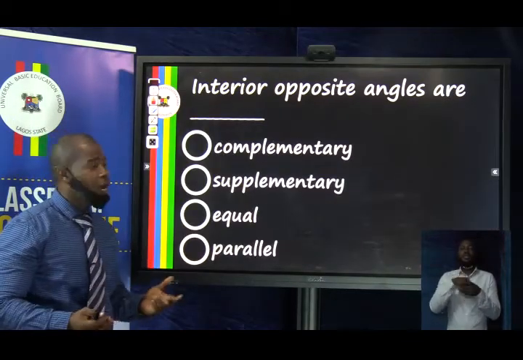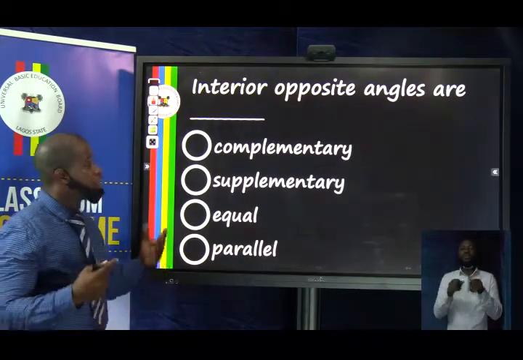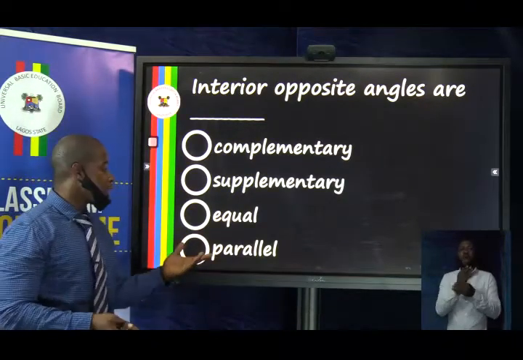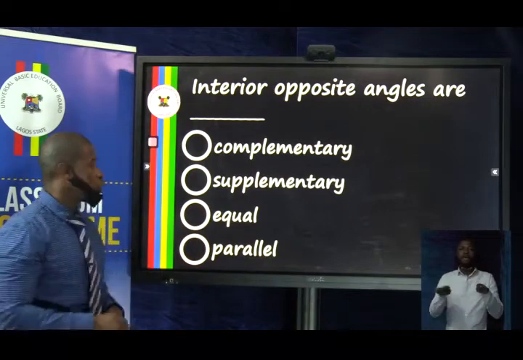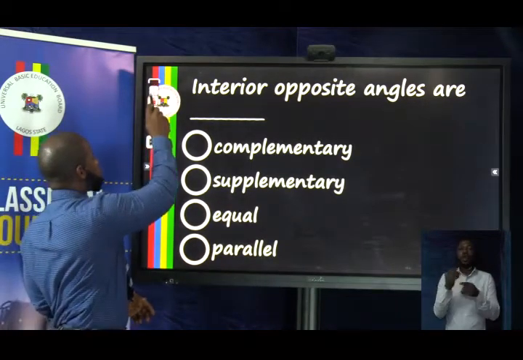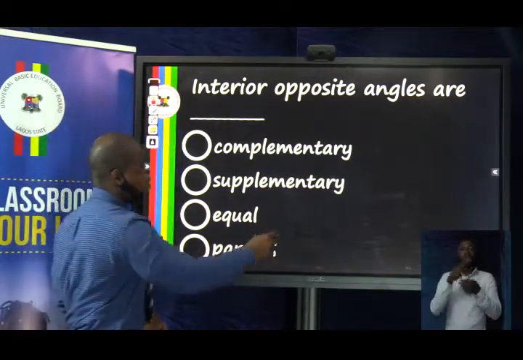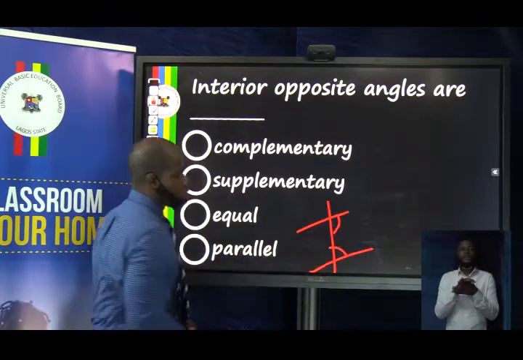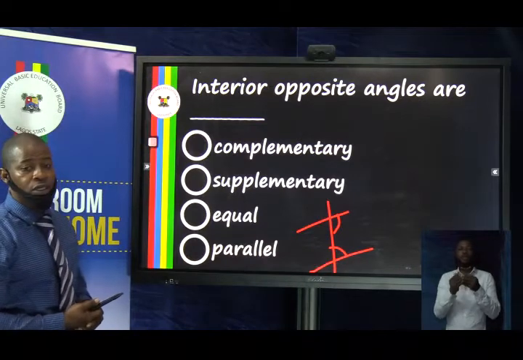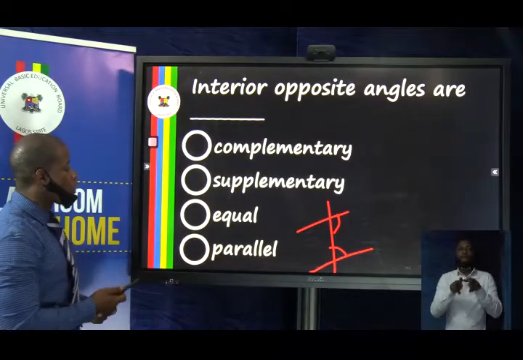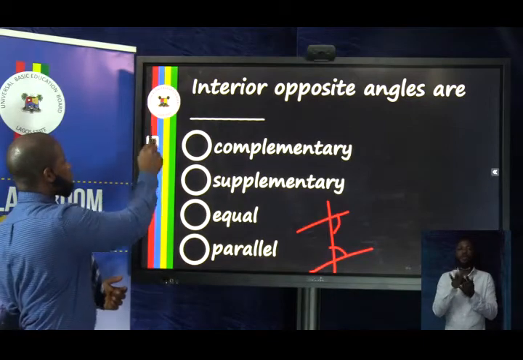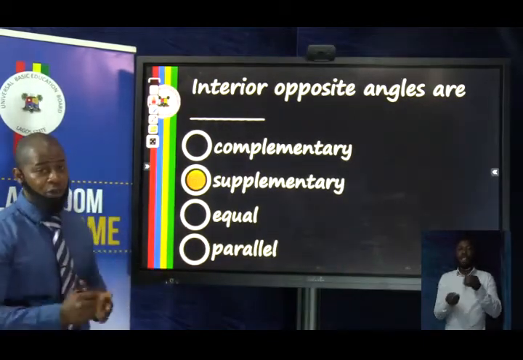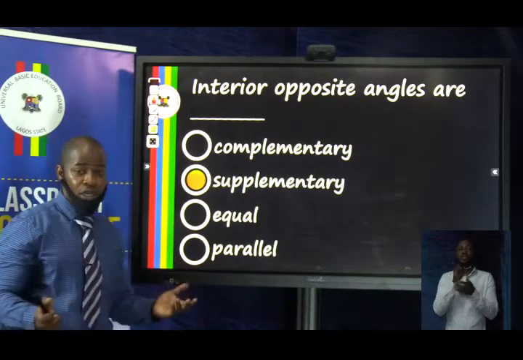Interior opposite angles are dash. You have to complete the statement. Are they complementary? Are they supplementary? Are they equal, or are they parallel? Interior opposite angles, don't forget the one that is recognized with the U. Are they complementary, supplementary, equal, or parallel? Well, the correct option is that they are supplementary. They add up to 180 degrees. Is that what you selected?